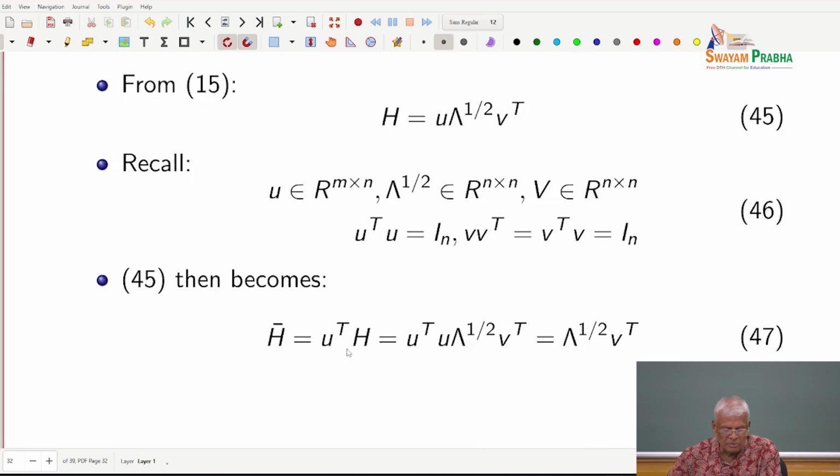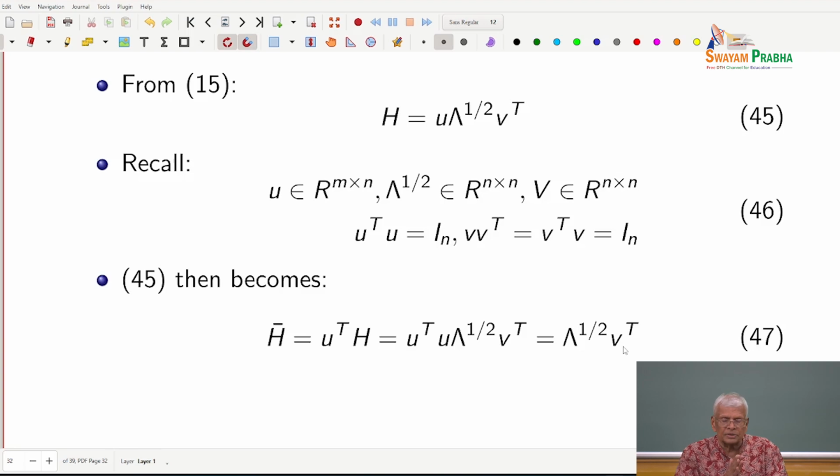So 45 now becomes H bar is equal to, okay. So 45, U is the matrix of orthogonal columns. So I can multiply 45 on the left by U transpose. So H bar is equal to U transpose H. This is U transpose U lambda to the power half V transpose. So that essentially becomes lambda to the power half V transpose. Lambda to the power half is a diagonal matrix.